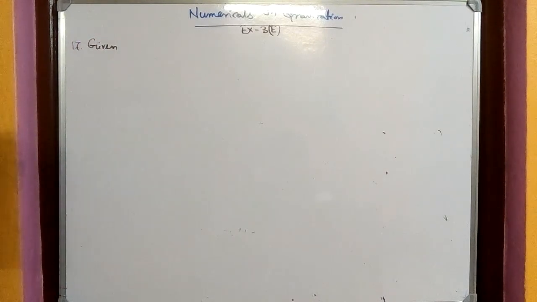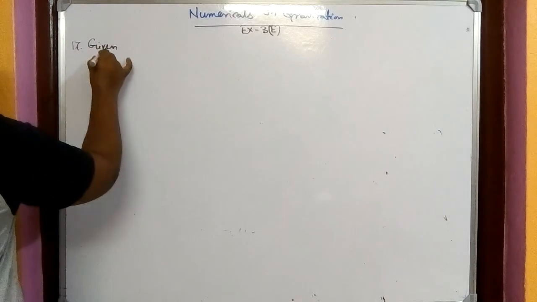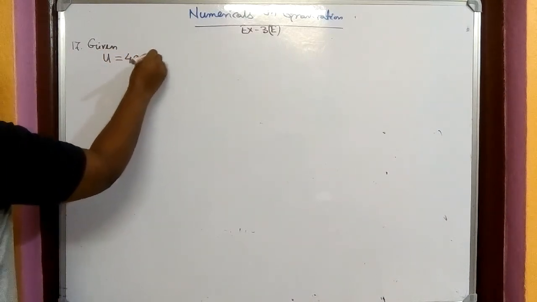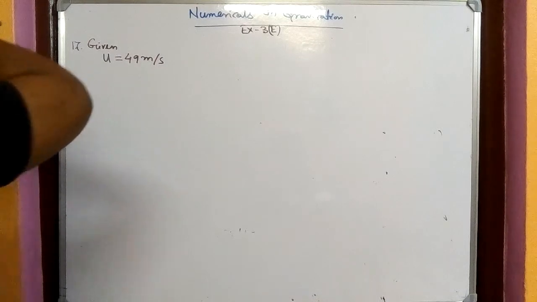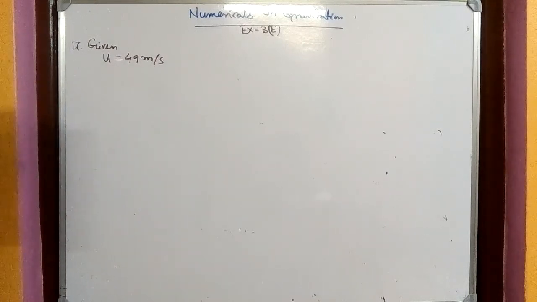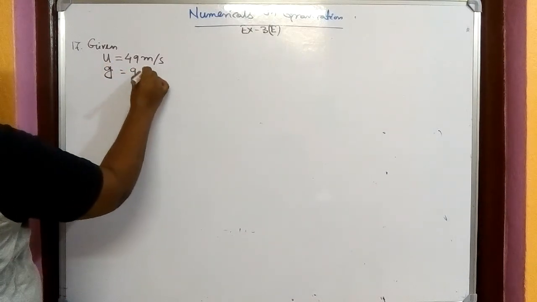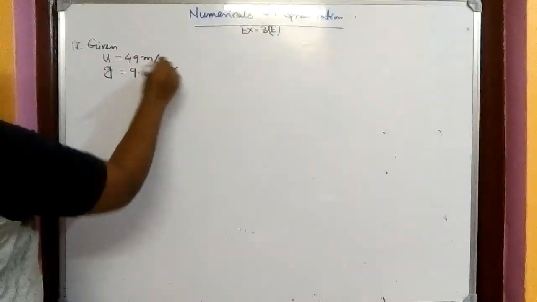It is given that a ball is thrown vertically upwards with the initial velocity 49 meter per second. So u, the initial velocity, is 49 meter per second. Next, calculate the maximum height attained, and the time taken before it reaches the ground. The value of g is given, it is 9.8 meter per second square.